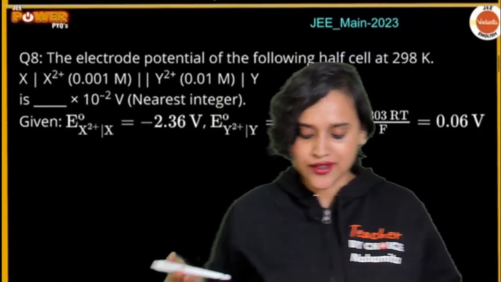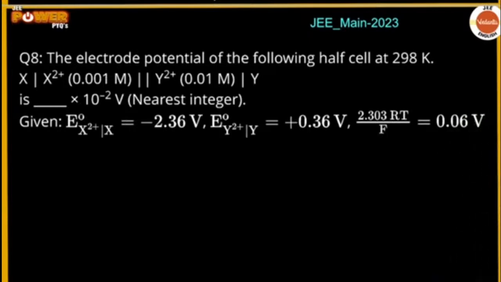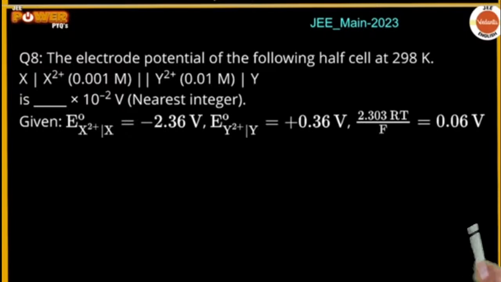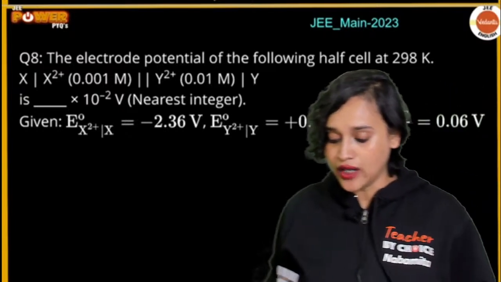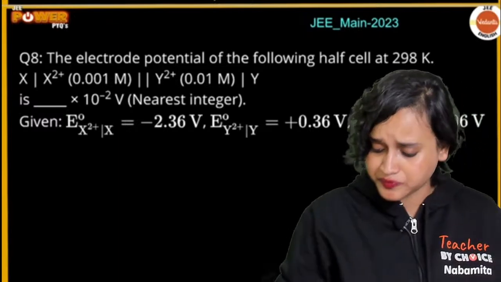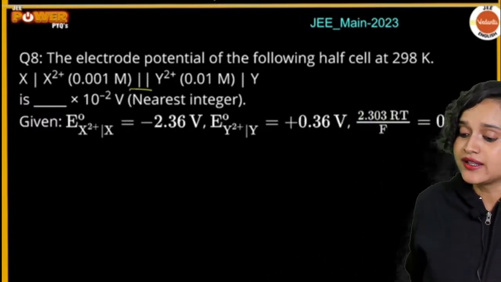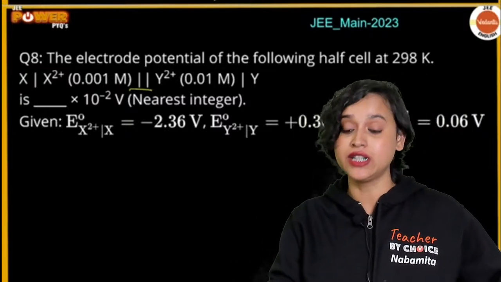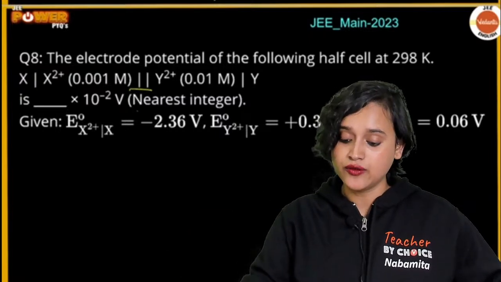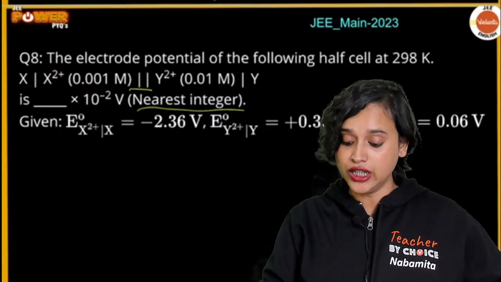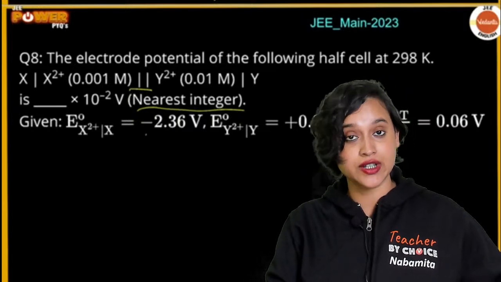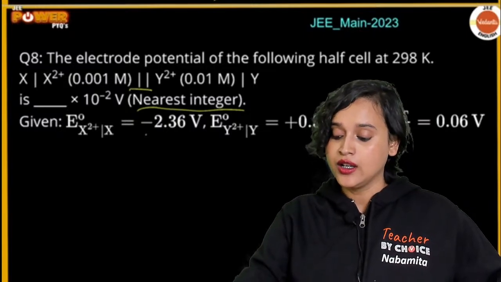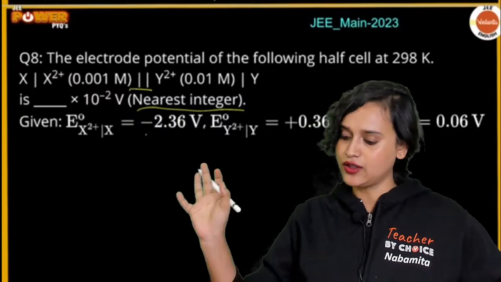Are we ready? Your next question is the electrode potential of the following half cell at 298 Kelvin: X to X plus 0.001 molar, salt bridge, Y2 plus 0.01 molar to Y is dash multiplied with 10 to the power minus 2 volt. Solve it for the nearest integer. What is given to you? E naught X2 plus X is equal to minus 2.36 volt, and E naught Y2 plus to Y is plus 0.36 volt. Now 2.303 RT divided by F is equal to 0.06.